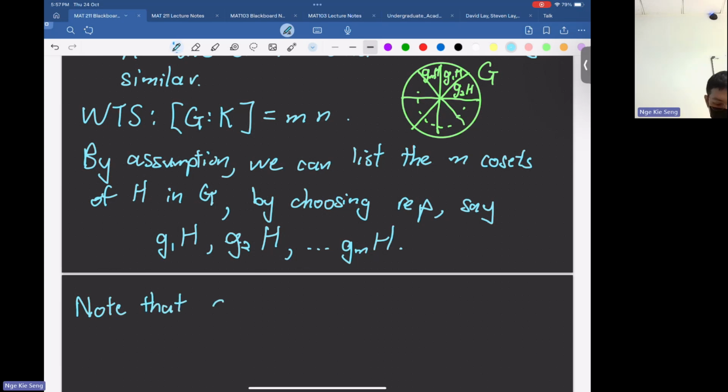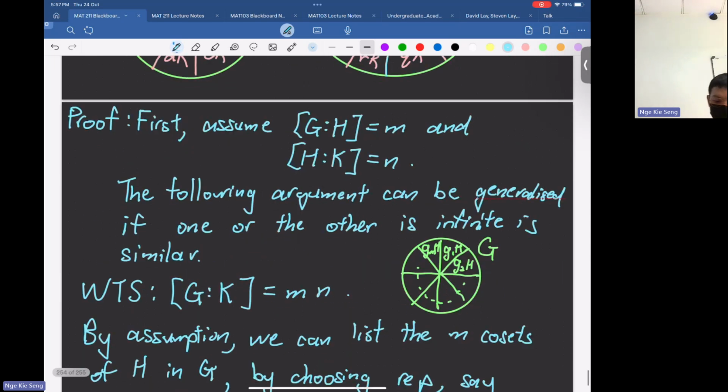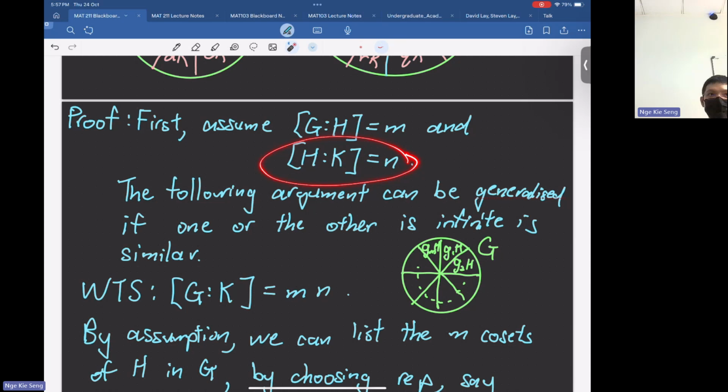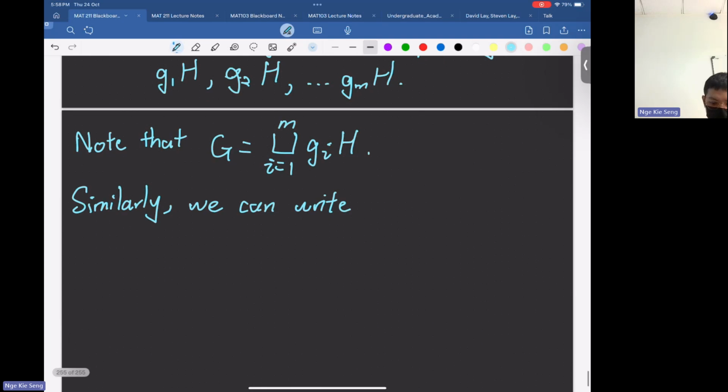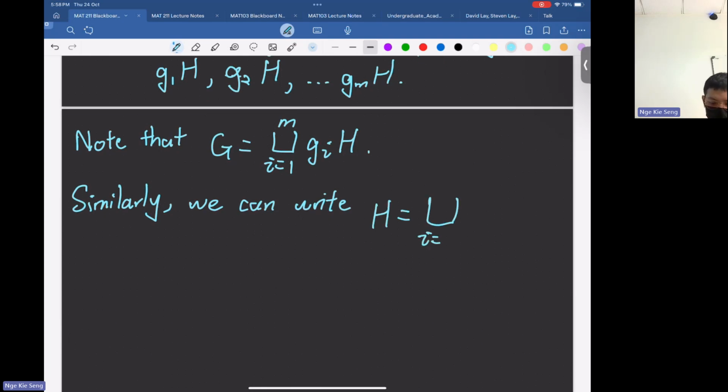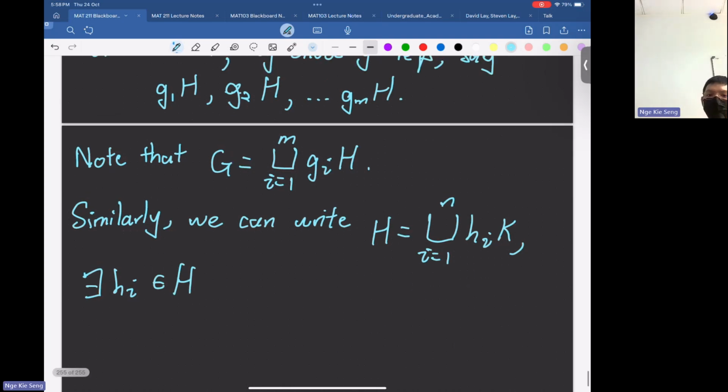What is my G? My G is the disjoint union of these cosets, M of them. Again, play the same game. We have another index. Play the same game to the subgroup K in H. So similarly, we can write H as the disjoint union of Hi K for some Hi in H. Okay, so how do we put these together?